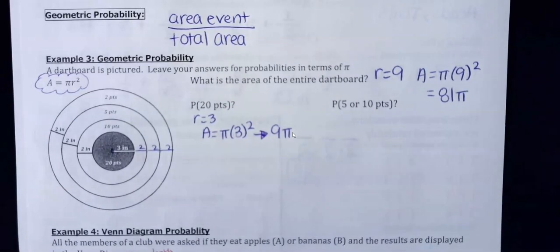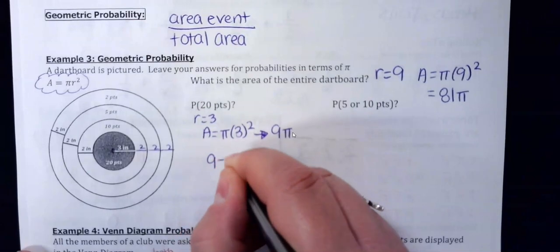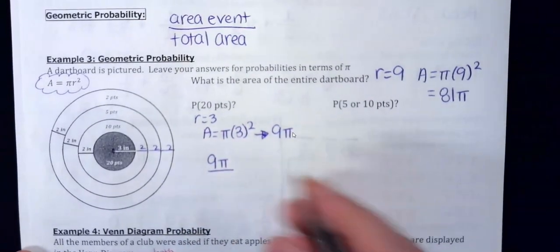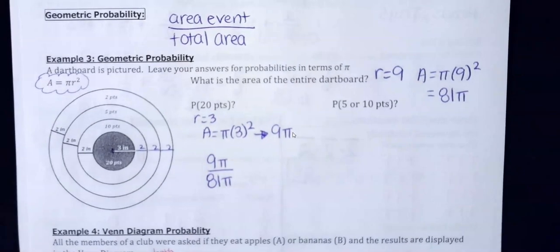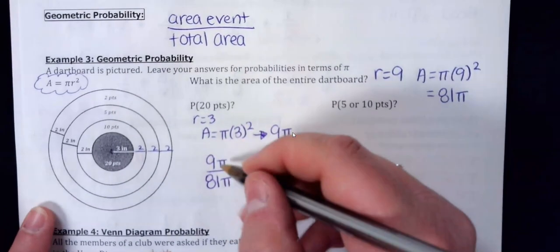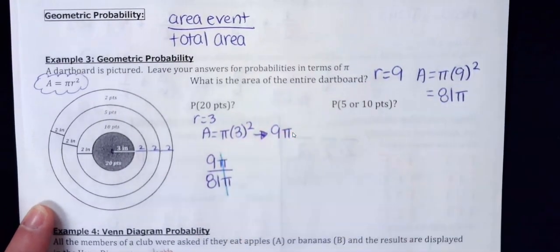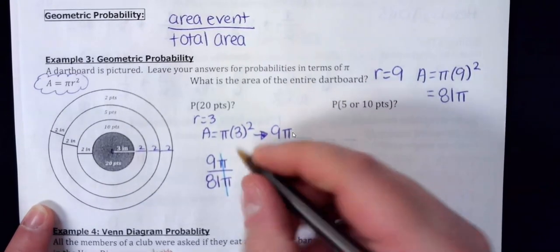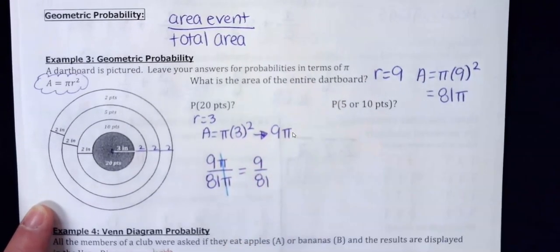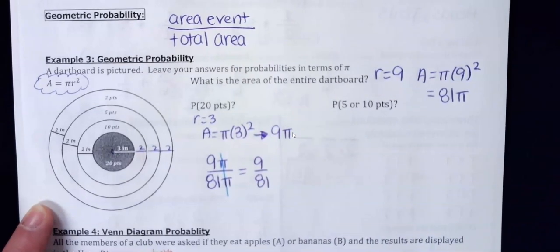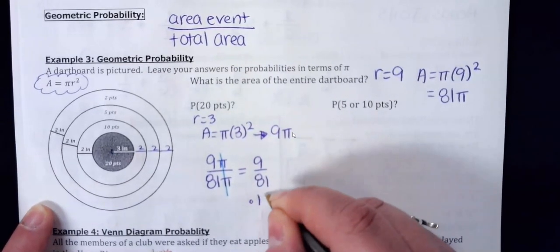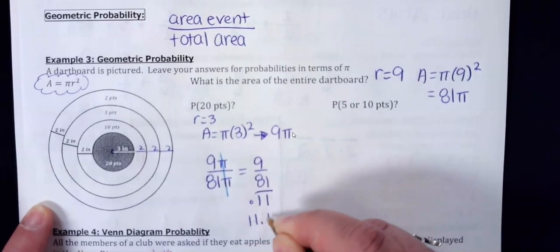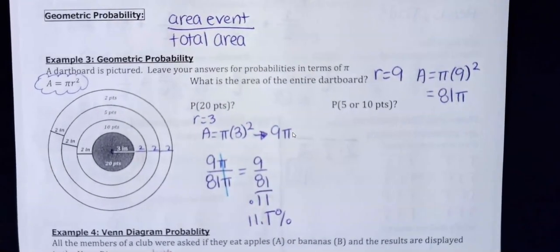Okay, so probability I randomly land on that. We're just going to take 9 pi, that's the area of what we want to happen, divided by the area of the whole thing, which is the 81 pi. And this is why I left it in terms of pi instead of estimating, because we can just cross those pi's right on out. They're just going to cancel out. So I get 9 over 81, which is 1/9. As a decimal, this is 0.1 repeating, so it'd be 11.1 repeating as a percent. That would be the probability if I randomly threw a dart at this that I would land in that 20-point region.